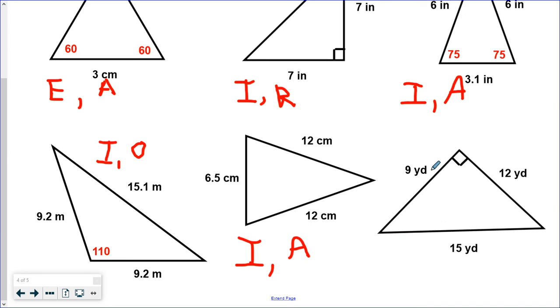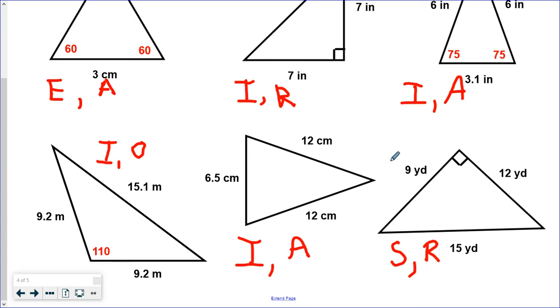Let's go over to this last one. This one's 9 yards, this one's 12 yards, this is 15. Now this happens to be one where all three of them are different numbers. And since they're all three different numbers, we'd say that's a scalene triangle, S for scalene. And if I look at the angles, that looks like it's acute, but that little sign right there means that's a right angle. So this would be a scalene right triangle.